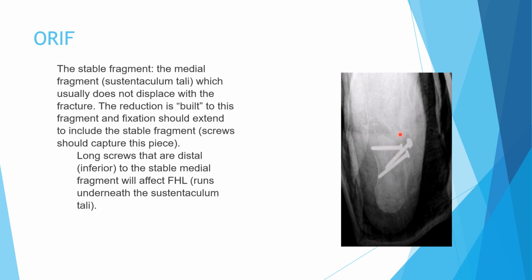Why? Because the medial side is usually the stable part, or we call it the constant part, and you build your fixation to this area here. So as you can see here, if you have one screw that is long and below the sustentaculum tali in this area, this will irritate the flexor hallucis longus. This sometimes comes in the exam, so they will show you a screw that is long and ask what it will result in. It will result in irritation of the flexor hallucis longus.